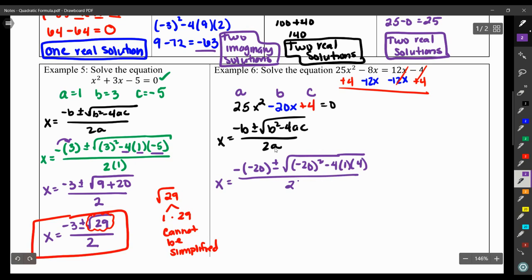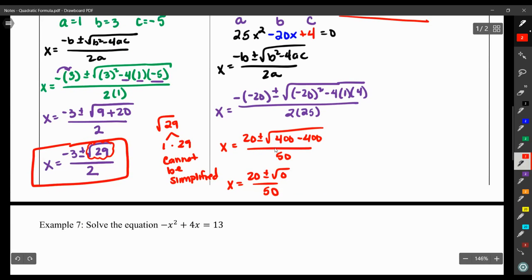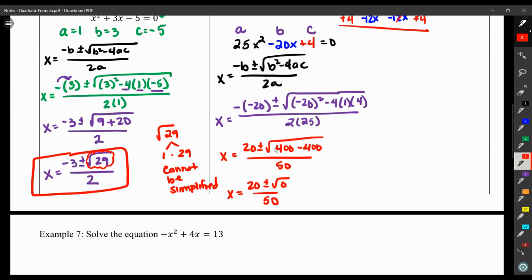So I want you to take a minute and pause the video and try to get this as simplified as you can. Pause the video and try it out. Hopefully you got to at least here. So x equals 20 plus or minus the square root of 0 over 50.